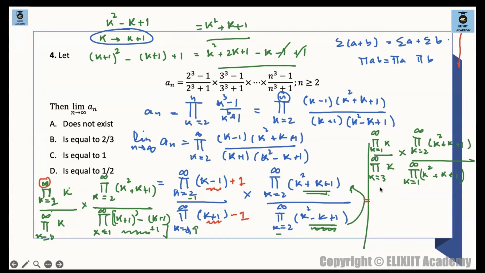Can I break this numerator part, as it's starting from 1, right? So I'm taking two values. So 1 times 2 times the product of k is equal to 3 to infinity k, divided by the product of k is equal to 3 to infinity k. Got my point? What I'm trying to do? I'm taking two values and starting this from 3 once again, such that this quantity and this quantity will cancel out. Both have the same meaning.